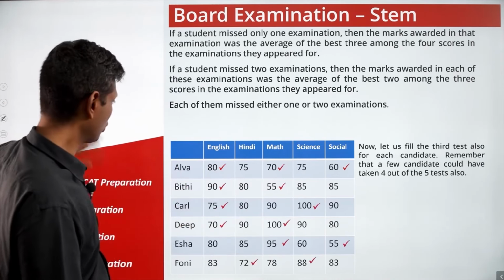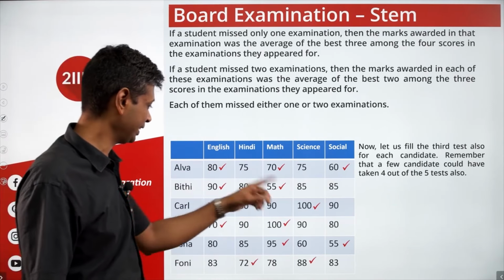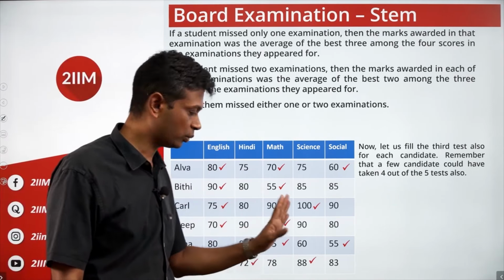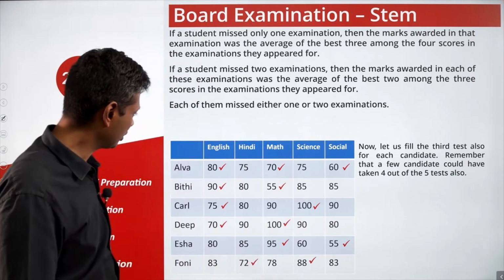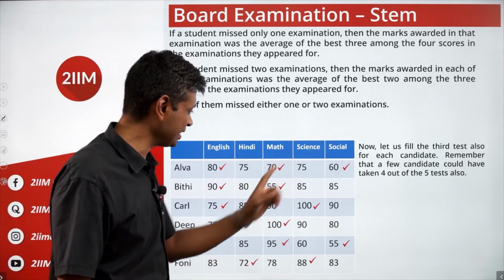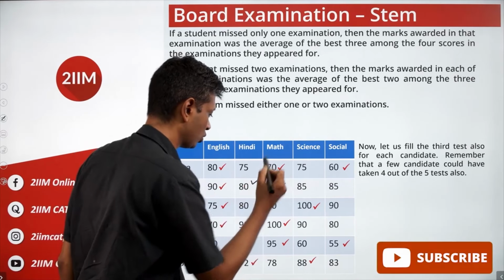And so, first of all, we fill the highest and lowest. 90 and 55, 75 and 100, 70 and 100, 95 and 55, 72 and 88. All good. Now let's look at this. 90 and 55 is the lowest. The average of 90 and 80 is 85. So she's taken this also.